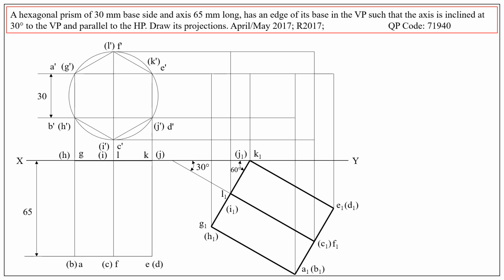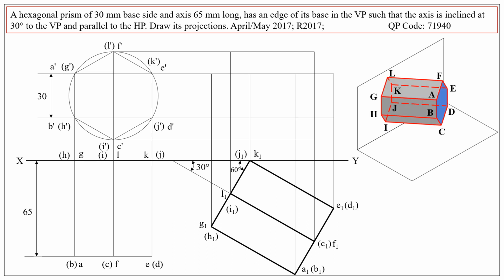Now we need to name the different points on the front view. So A, B, C, D, E, F, we are going to denote that as A1 dash, B1 dash, C1 dash, D1 dash, E1 dash, and F1 dash.